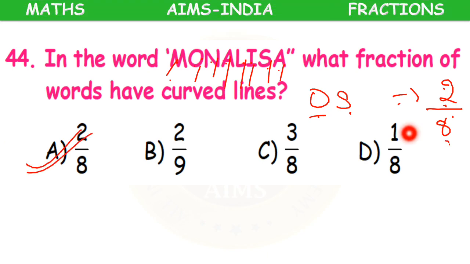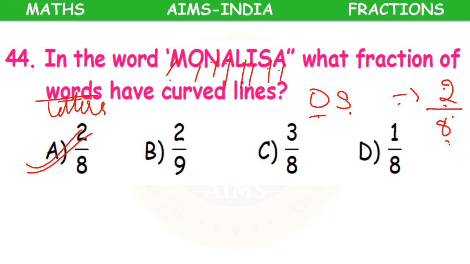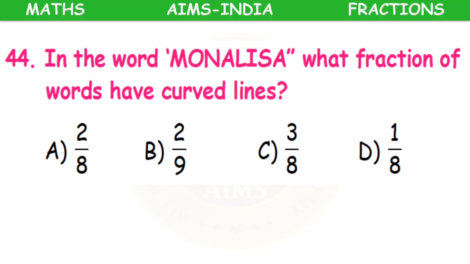That is option A. Yes, 2 is nothing but the number of letters. Sorry, it should not have been words. In the word Mona Lisa, what fraction of letters have curved lines? Yes. Now only 2 by 8 of the letters have curved lines. 2 is nothing but O and S. The number of letters with curved line divided by 8. 8 here is nothing but our total number of letters. Understood, children? Correct answer is option A.